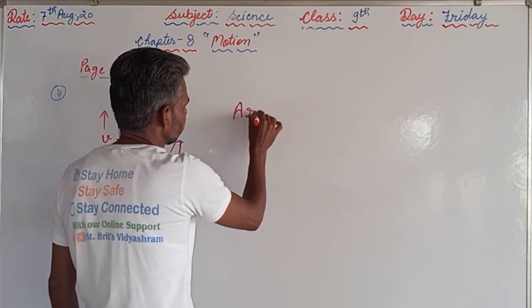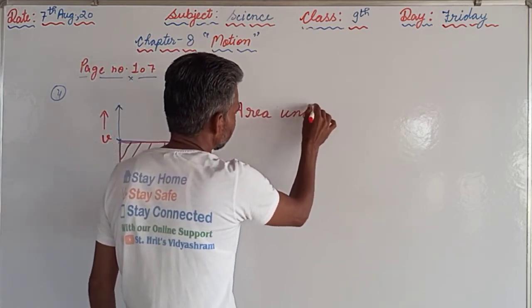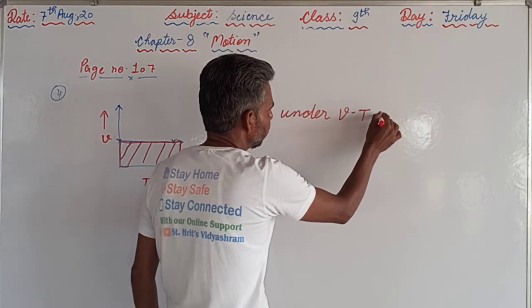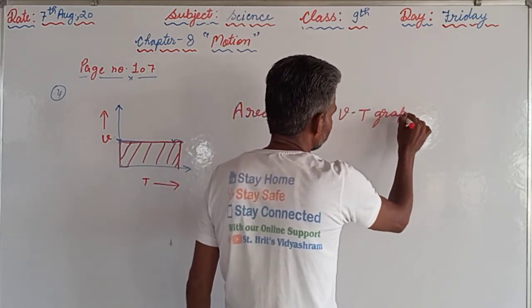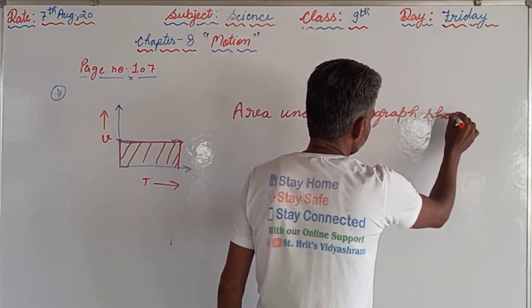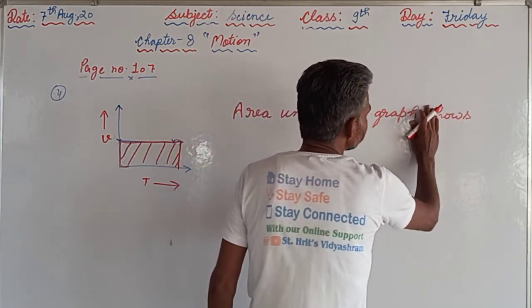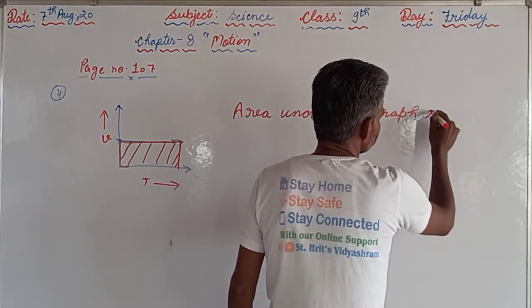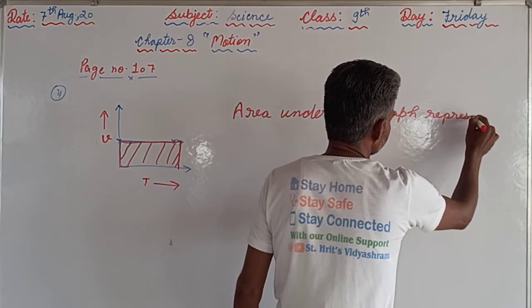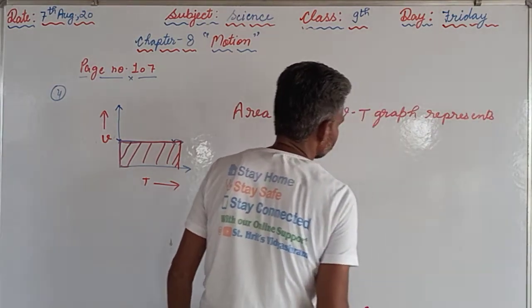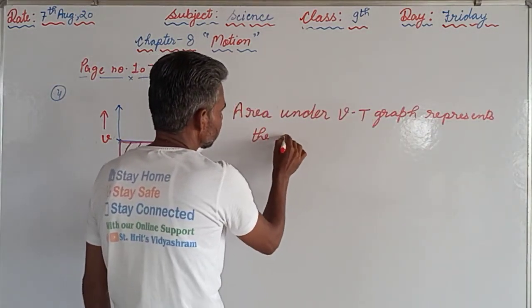Area under the VT graph shows or represents the distance covered.